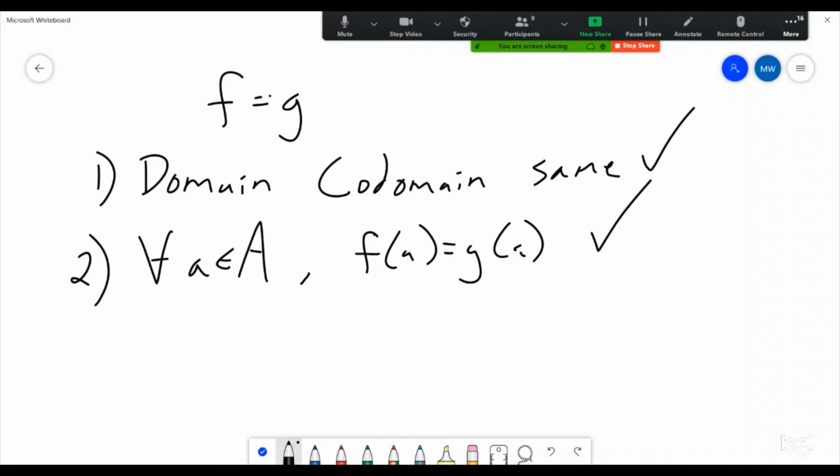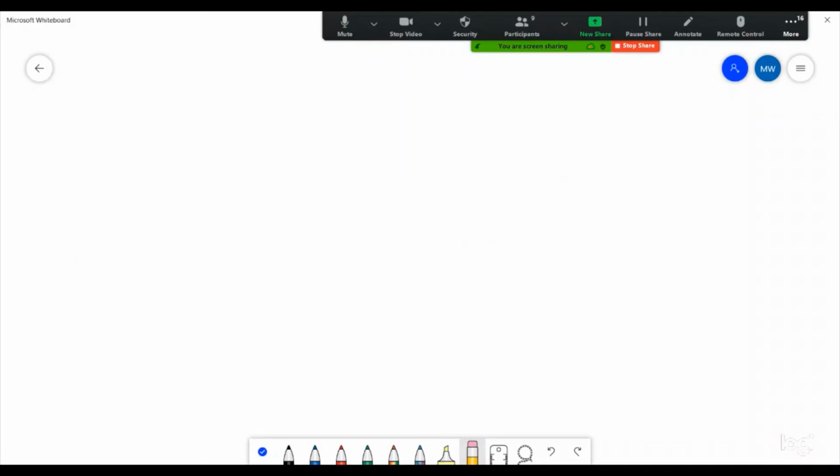Can we prove if S and T are countable sets, then S union T is countable? Yeah, we can do that. So S and T are both countable.